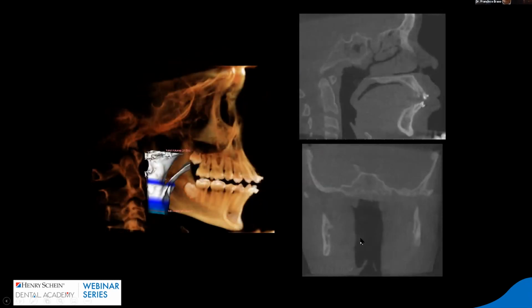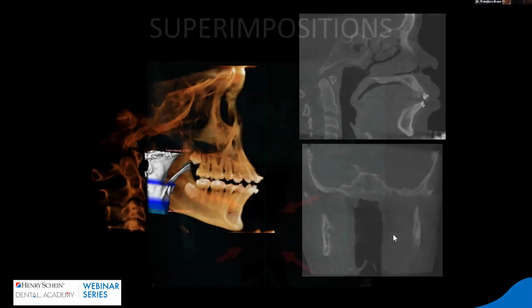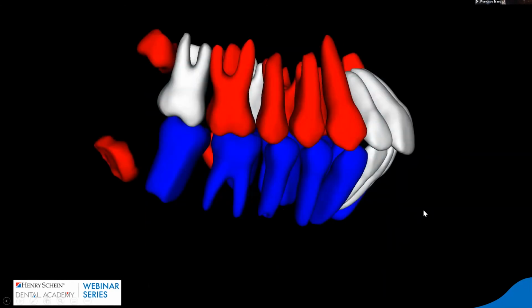And look at the changes after, okay? This is before, and this is after. And look at the superimposition right here, okay? This is the superimposition. The green is the after. The darker is the before. So you have a little bit of adenoid tissue, and you have, of course, a huge condylar hypertrophy.